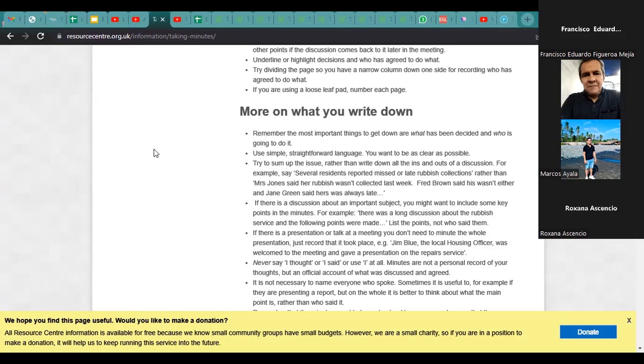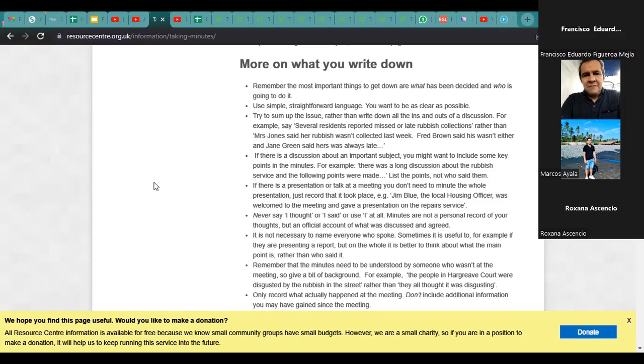More on what you write down. Remember, the most important things to get down are what has been decided and who is going to do it. Use simple, straightforward language. You want to be as clear as possible. Try to sum up the issues rather than write down all the ins and outs of a discussion. For example, say several residents report missed or late rubbish collection, rather than Mr. Jones said the rubbish was collected last week. Fred Brown said he wasn't either, and Jane Green said there was always late.